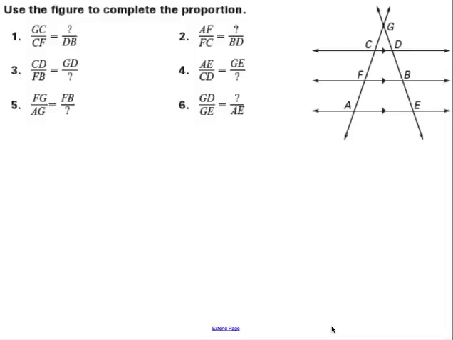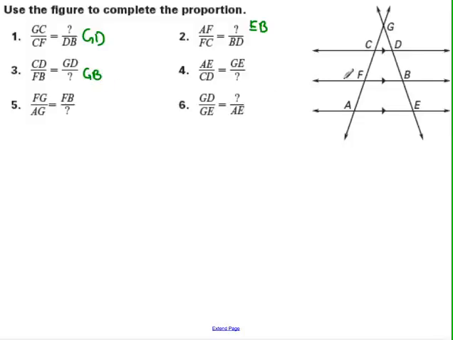So it says use a figure to complete the proportion. And we have all these different lines here. So we have to really look at what's going on. We have GC and CF, and what that's going to do is help us out with GD to DB. Over here we have AF to FC. We're going to compare that to EB and BD. Over here we have CD and FB. We'll compare that to GD and GB.